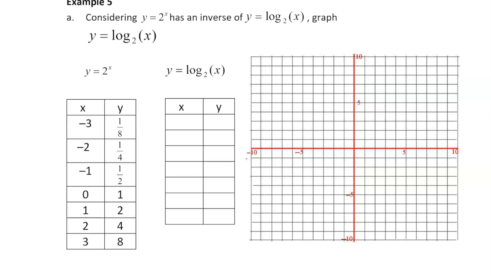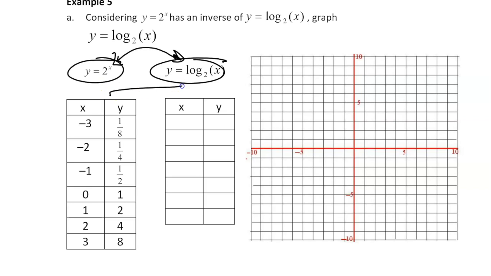And to graph log functions, I want you to think about this. We proved earlier at the very start that y equals 2 to the x and y equals log base 2 of x are the inverse of each other. And so if we know how to graph y equals 2 to the x, we now also know how to graph y equals log base 2 of x, because we just have to take our y equals 2 to the x points and invert them, and we would create y equals log base 2 of x.